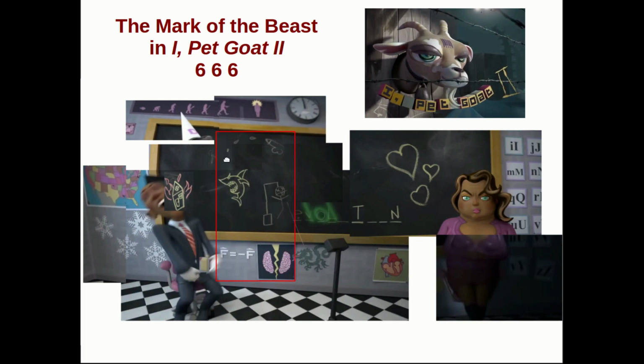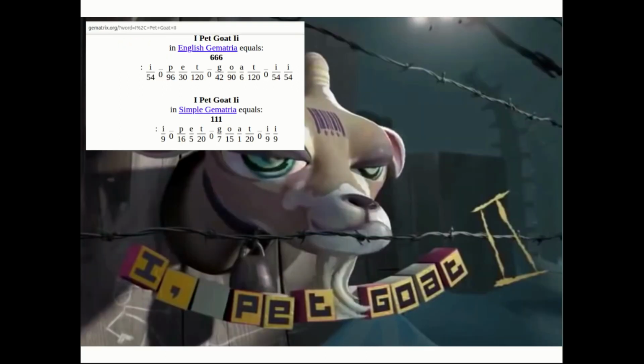But in this chalkboard scene, we have this being related to 666. We have this being the symbol of the Mark of the Beast, and we have the snowflakes over here representing Mark of the Beast 666 in a way. I'm going to show these very quickly. The other video gets into detail, but I'll also point out at the beginning here that not only is there 666 on the head, the actual name of the video, iPet Goat 2, in English gematria is 666.